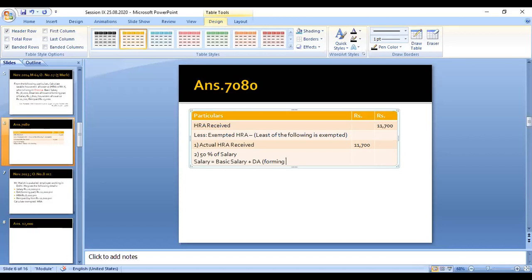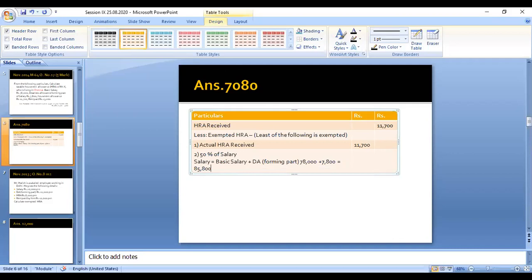If it is given as forming part, you have to take it. If not forming part, it should not take this amount. So if you put in two amounts, this is called a salary. 78,000 is the basic salary, plus the DA of 7,800. If you put together, 78,000 plus 7,800 is 85,800. So this is the salary.